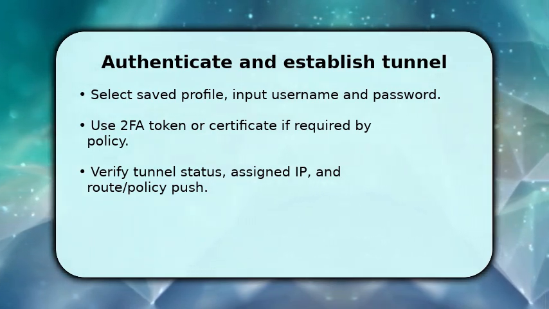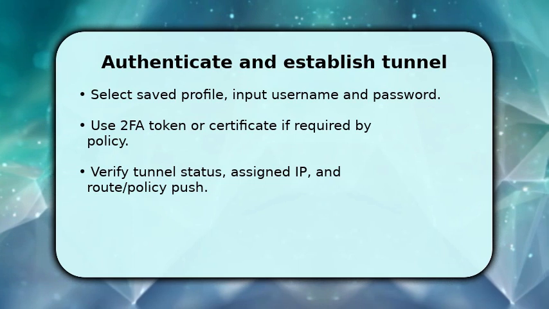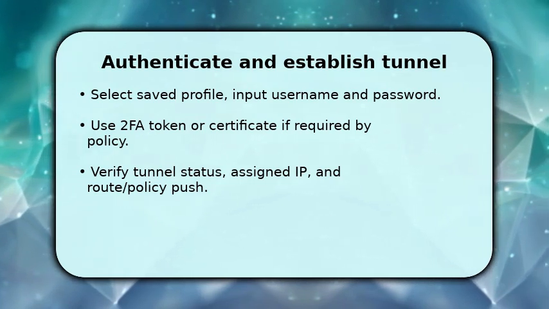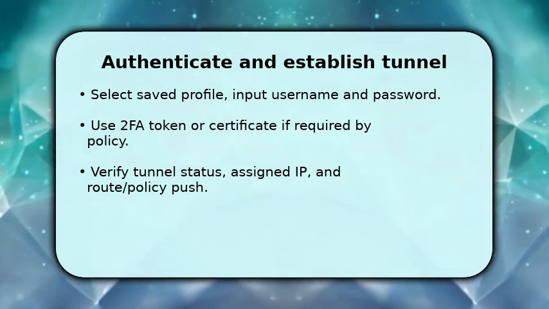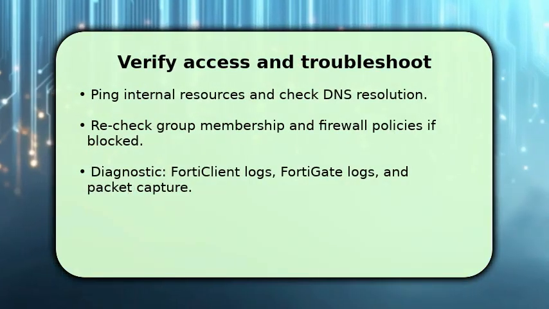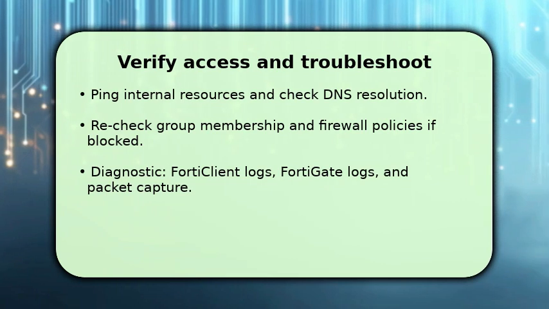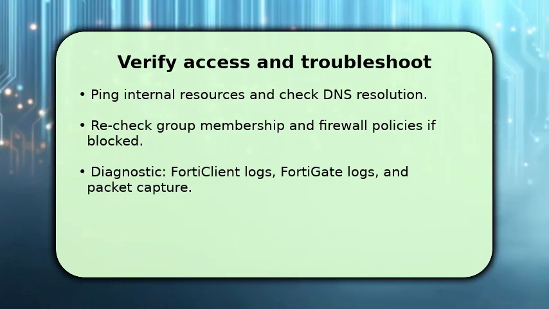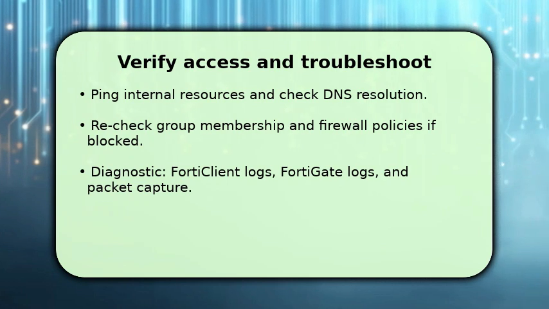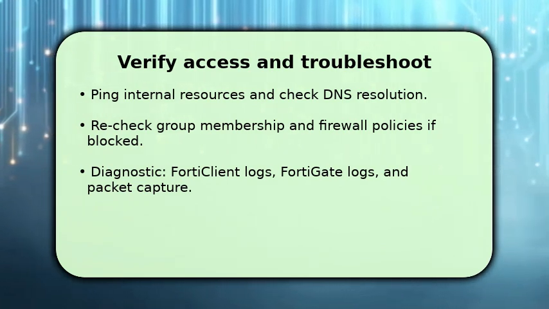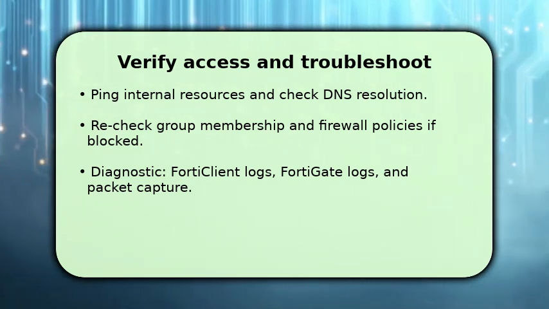You finish by verifying access to internal resources. Ping key hosts and try DNS names to confirm resolution. If something fails, make sure your user is in the correct VPN group and that firewall policies allow your source IP and destination. Also check split tunnel settings, which may route traffic differently.